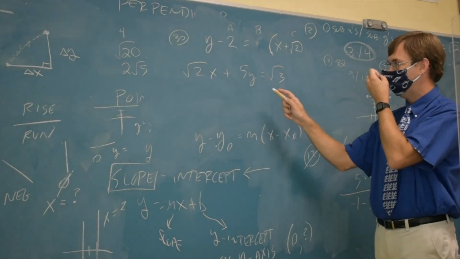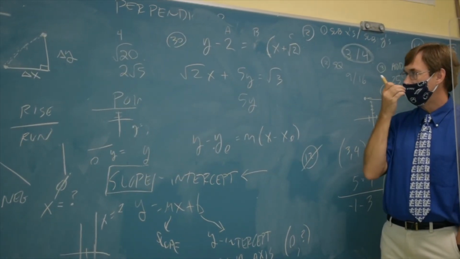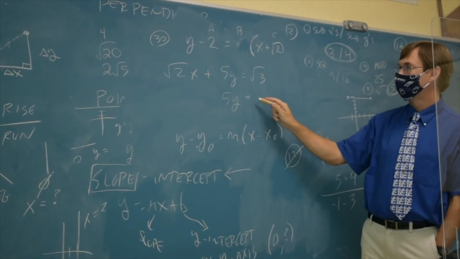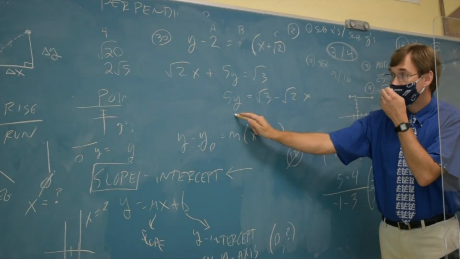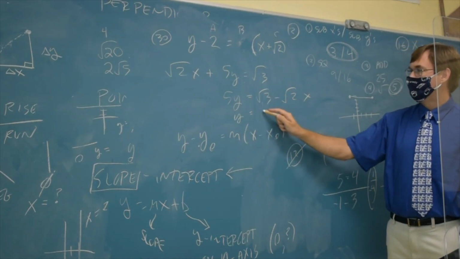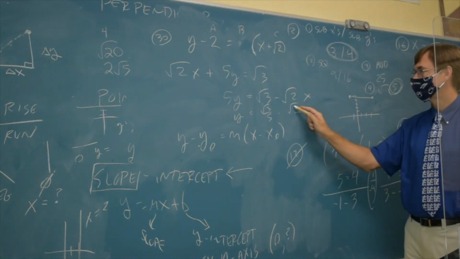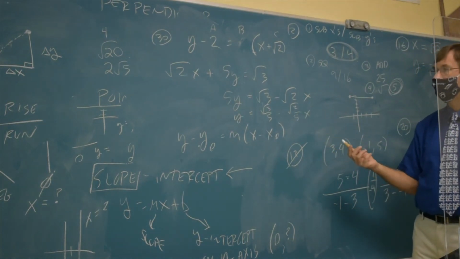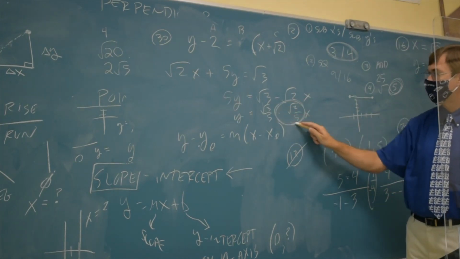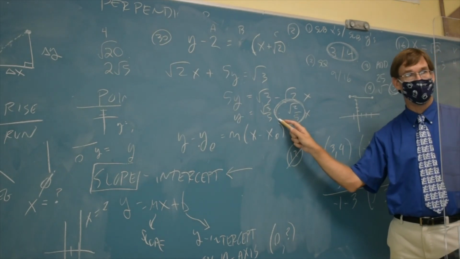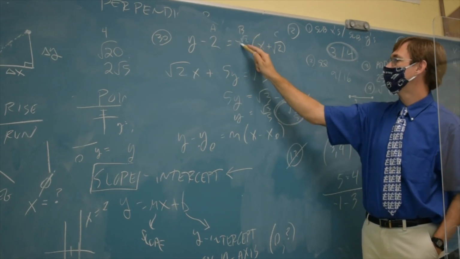They want us to be parallel to this. How would I begin to get the y alone? I would subtract the root 2x thing, and then divide the whole thing by 5. And then how do I know what the slope is? It's the one with the x. So I just need to take this number, and if I'm parallel, that means the slopes are the same. So this number just goes there.